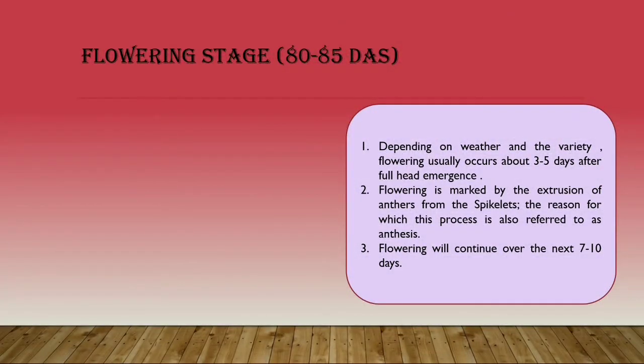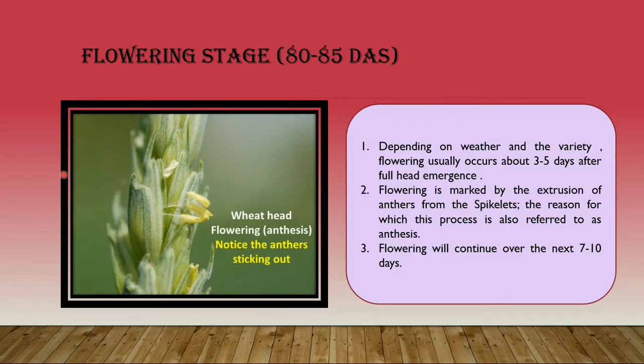Flowering stage, which occurs at 80 to 85 days after sowing, depending on the weather and the variety. Flowering usually occurs about 3 to 5 days after full head emergence. Flowering is marked by the extrusion of anthers from the spikelets. This process is also referred to as anthesis. Flowering will continue over the next 7 to 10 days.